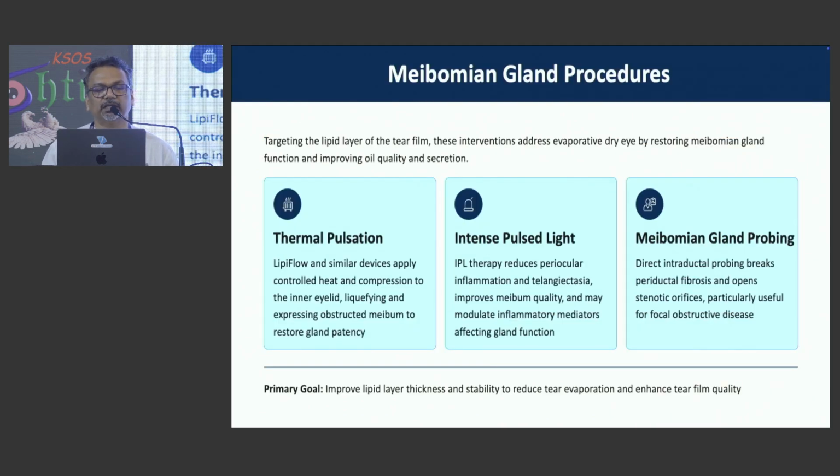Meibomian gland procedures target the lipid layer of the tear film. Thermal pulsation, that is LipiFlow and similar devices, apply controlled heat and compression to the inner eyelid, liquefying and expressing the meibum. And intense pulsed light therapy reduces periocular inflammation and telangiectasia, which will improve meibum quality and modulate inflammatory mediators. And meibomian gland probing can also be done to break the periductal fibrosis and open obstructed orifices in focal obstructive disease.